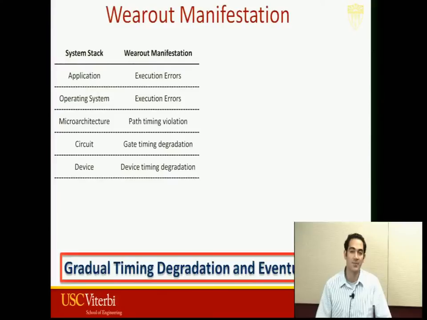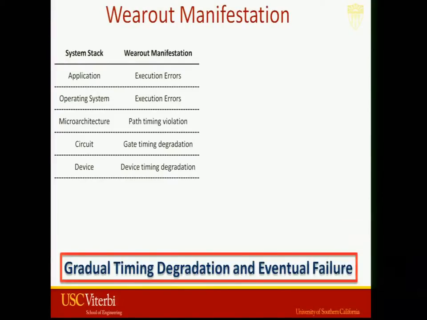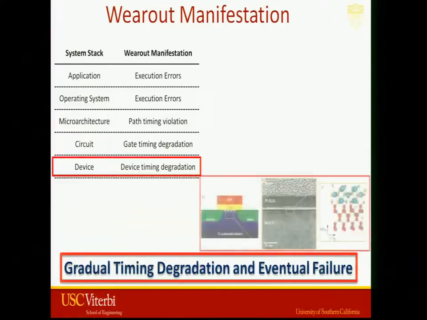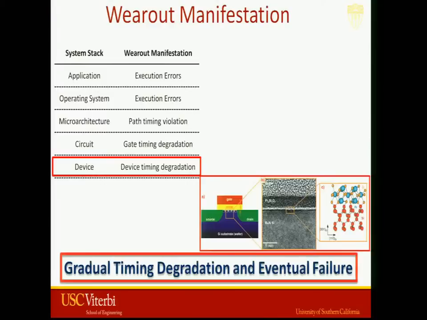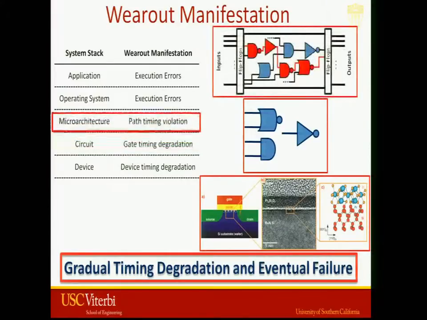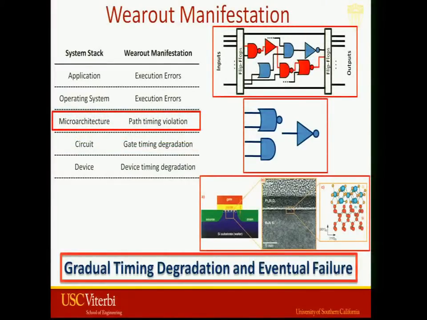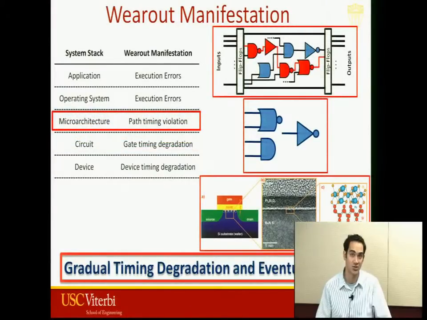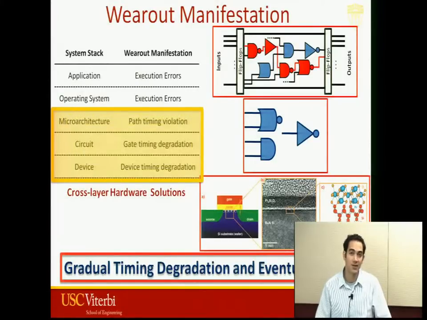Let's look at how wear-out manifests at different layers in the computer system stack. The root cause of wear-out is at device level, and it manifests in form of device timing degradation. This translates at the circuit level into gate timing degradations, and eventually at the microarchitecture level into path timing degradation, and eventually path timing violations. In the higher levels in the system stack, these translate into execution errors. We focus on the lower three layers and try to design cross-layer hardware solutions to deal with wear-out.